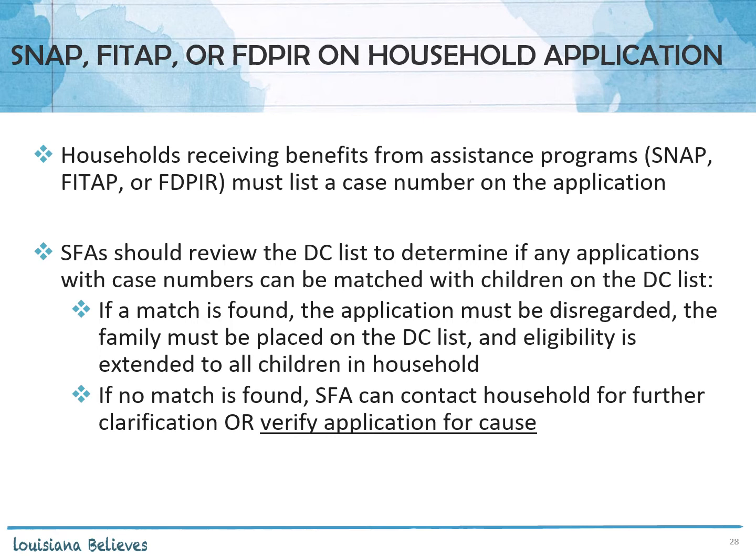The child must be given free meals, and the LEA official should compare the applications with case numbers to the direct certification list to determine if any children listed on the application are on that list. When a match is found, the application must be disregarded, the household must be placed on the direct certification list, and categorical eligibility must be extended to all children in the household. However, when a match is not found, the LEA should contact the household for further clarification or verify the application for cause. As a reminder, SNAP case numbers have 9 digits.